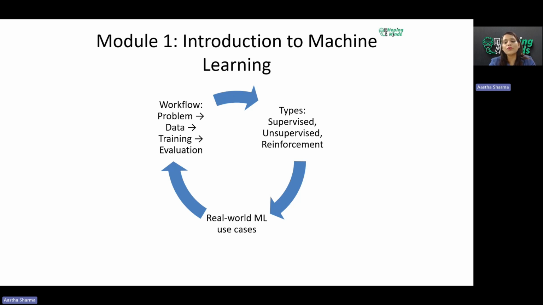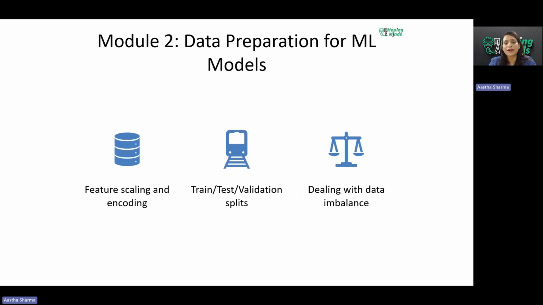So with that, let's quickly move to our second module, which was data preparation for ML models. Before training any model, preparing the data is crucial. We learned how to scale numerical features, encode categorical data, and handle missing values. We also divided data sets into training, testing, and validation sets to ensure reliable model evaluation. A big challenge was handling data imbalance, for instance in medical data sets where one class is underrepresented. We explored techniques to handle that as well.